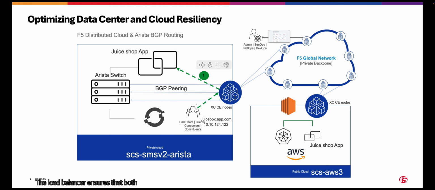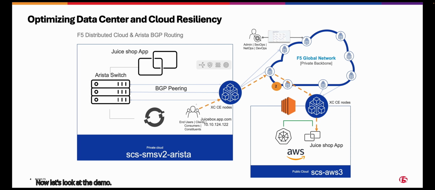The load balancer ensures that both sites can be accessed seamlessly. When the local data center experiences congestion, the load balancer intelligently routes traffic to the AWS site. Thus, the overall overflow mechanism guarantees that users have access to the application even during peak load times.